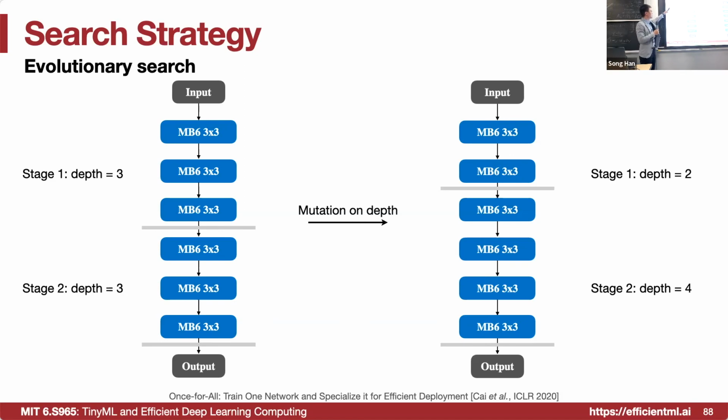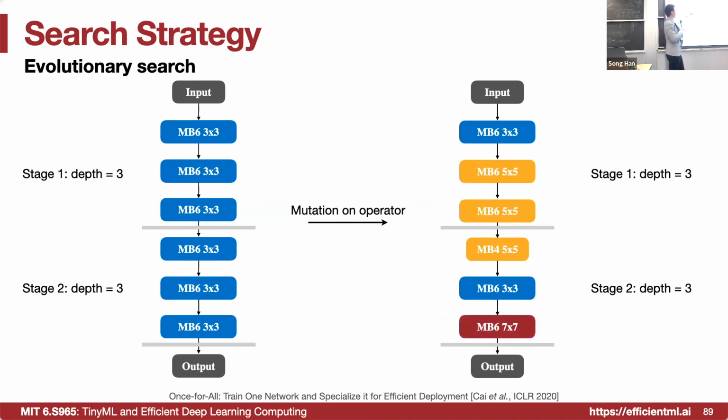Say this is a network. Originally, this block has a depth of 3. Stage 2 also has a depth of 3. After the mutation of the depth, the first stage can have only a depth of 2, and the second stage can have a depth of 4. So it is still within the design space, but it gets mutated. We can also mutate the operator, for example, changing from this 3x3 convolution into this 5x5 convolution. Similar for this one. Or even changing from 3x3 convolution into one single 7x7 convolution.